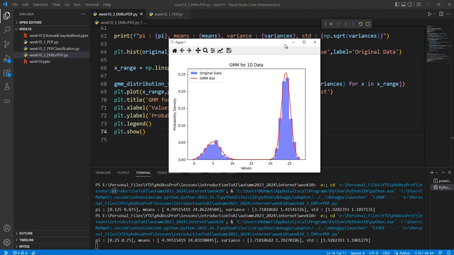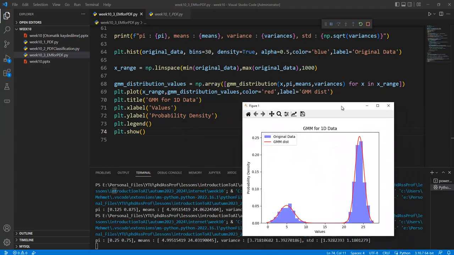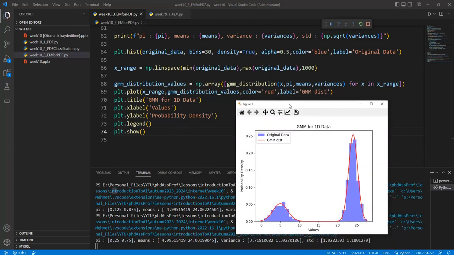Why do we use plt.legend even though we could leave it out? Label GMM distribution right here and original data in here. Okay. The blue line is the original data and this is the line.